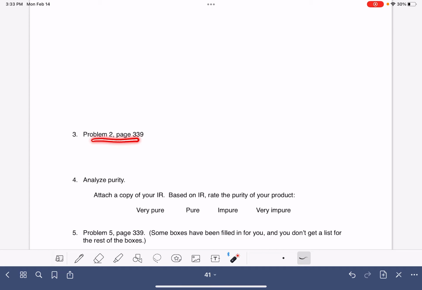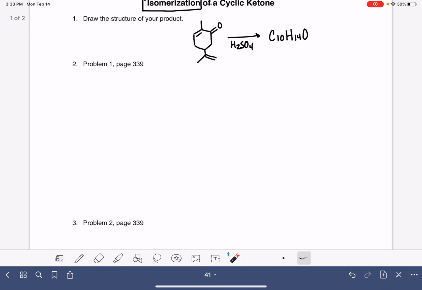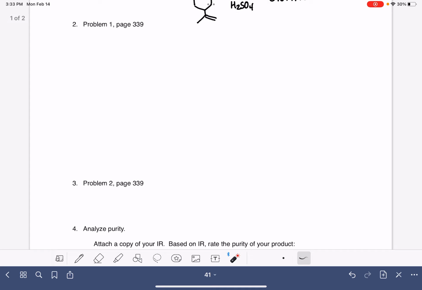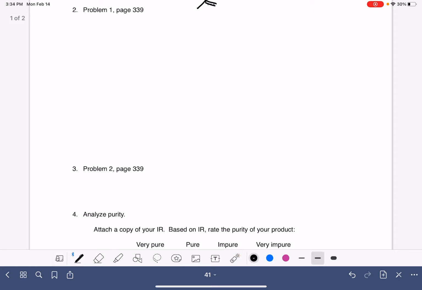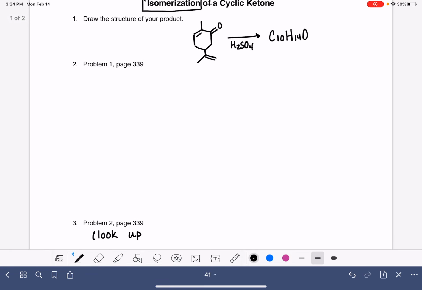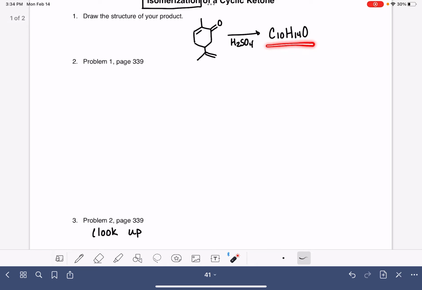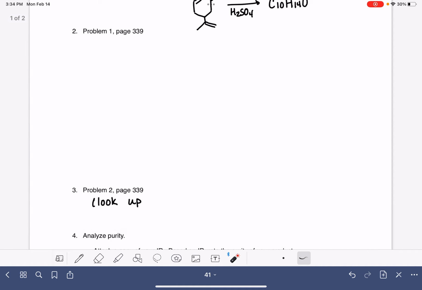In question number 2, it's asking you to derive the IUPAC name of the product. Deriving means come up with it on your own. You might have a hard time coming up with the IUPAC name all on your own, but you can look that up on the internet. So maybe you just look that up if you need help. You can always just type this molecular formula in until you find something that matches.